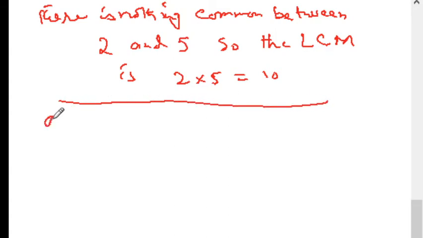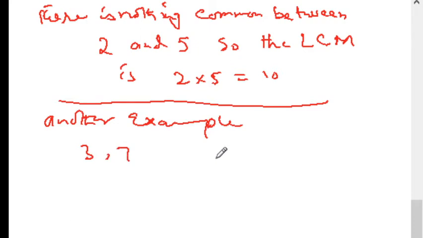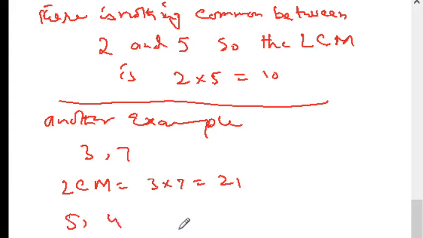Another example like this is 3 and 7. Look at 3 and 7. Is there anything common? Nothing common. So LCM is what? LCM is 3 into 7, which is 21. Another example is 5 and 4. Is there anything common? Nothing is common there. So LCM is what? LCM is 5 into 4, which is 20.